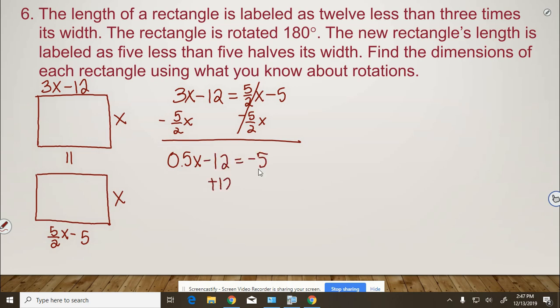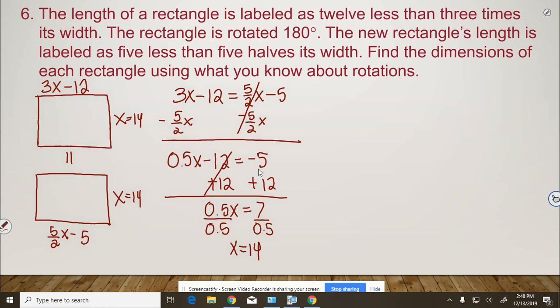Then we add 12 to both sides. So we get half of x equals 7. And then we divide by a half or multiply by 2, and we get x equals 14. So here we could say the width is 14, and the width should also be 14 here. And if we plug it into both those equations, it should be the same.